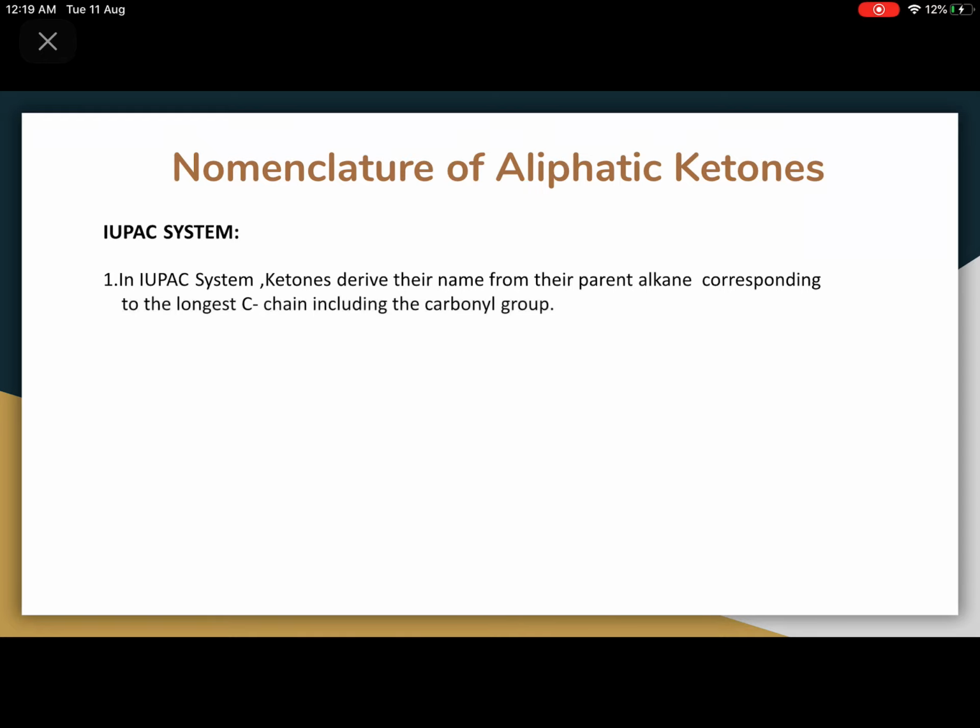First rule is, in the IUPAC system, ketones derive their name from their parent alkane corresponding to the longest carbon chain, including the carbonyl group. Second is, the E at the end is replaced by the suffix ONE. If there is an alkane, then you have to replace the E of the alkane by the ONE suffix.